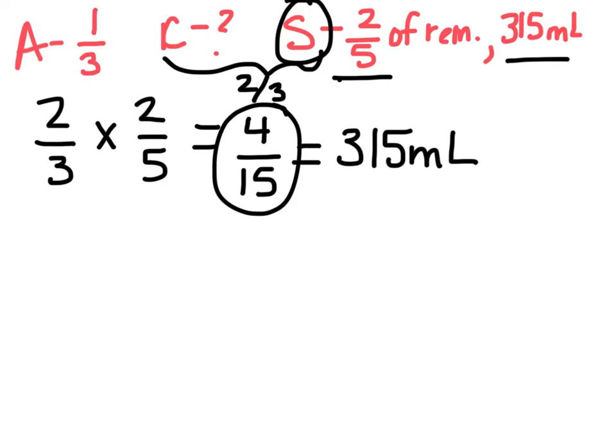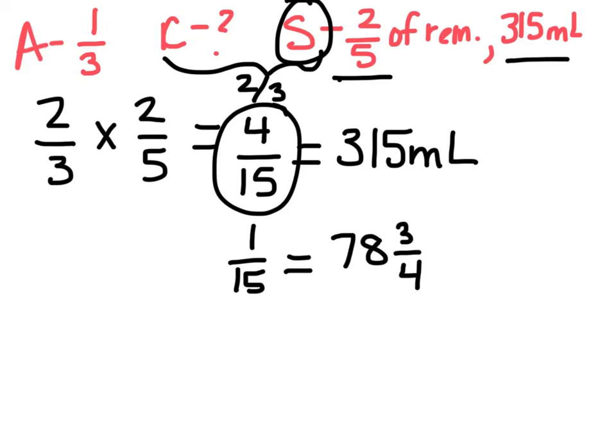So here we are, right exactly where we were in the other problem. We want to know what 1/15 is, so we have to divide 4/15 and 315 by 4, okay? So what's 315 divided by 4? Well, we figured this out in the last problem. It is 78 3/4, okay?